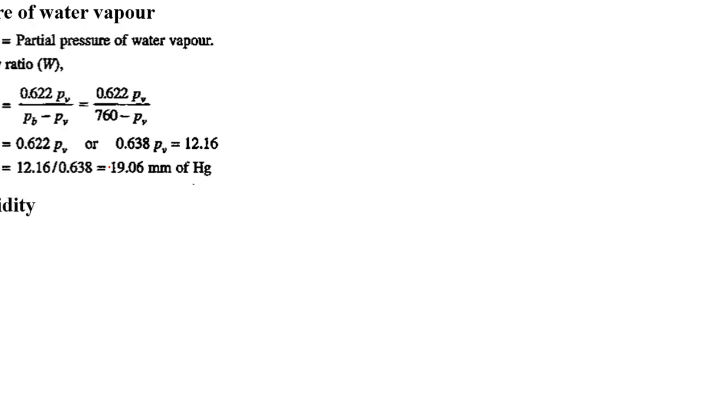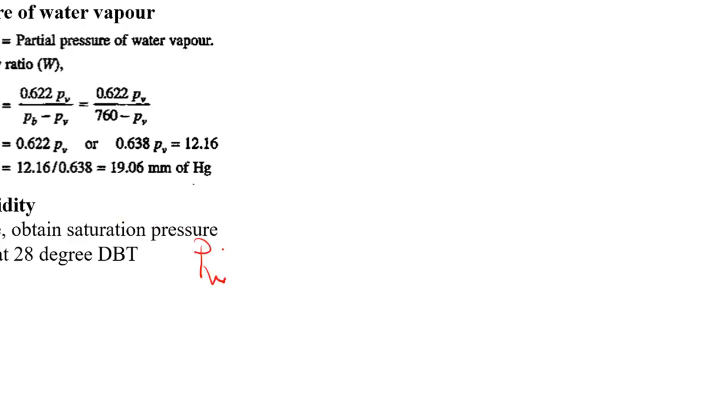Next is relative humidity. How to calculate relative humidity? From the steam table, obtain the saturation pressure of water vapor at 28 degrees DBT. We know the DBT, so we first calculate the saturation pressure, that means PS. So PS is obtained as 0.03778 bar.